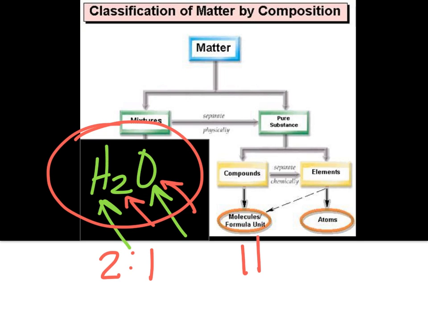If, however, somebody handed me H2O2, that is not water. This is hydrogen peroxide, a totally different substance. Compounds are pure substances because if I take a sample of water, I will always get a ratio of 2 hydrogens to 1 oxygen.